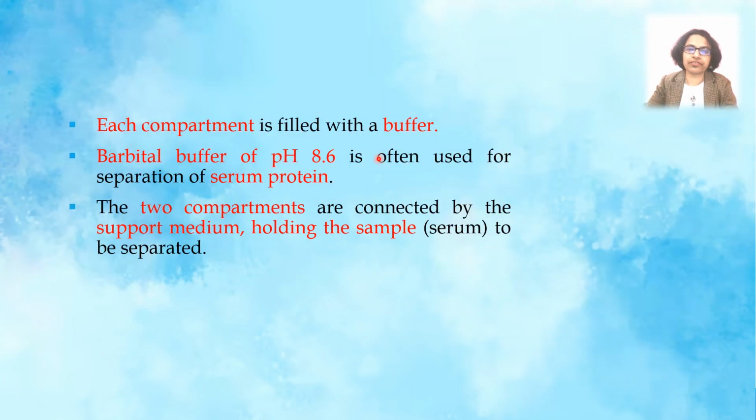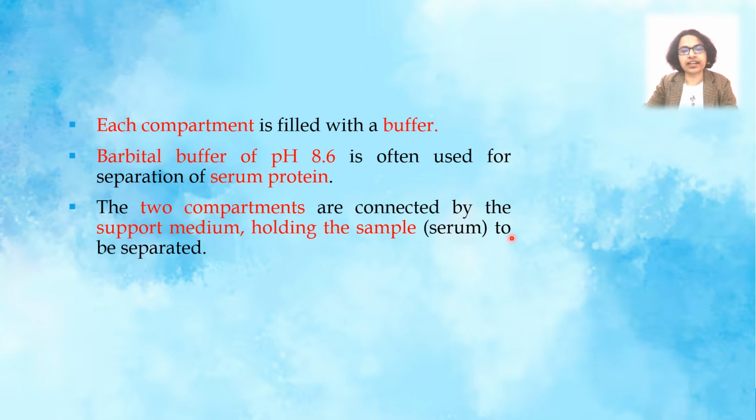Each compartment is filled with a buffer. So what kind of buffer are we using here? Barbital buffer, which maintains the pH level of 8.6. It is often used for the separation of serum protein. So in the clinical laboratory, whenever they are going to separate any serum protein, they utilize the barbital buffer, and the buffer has to maintain the pH level of 8.6.